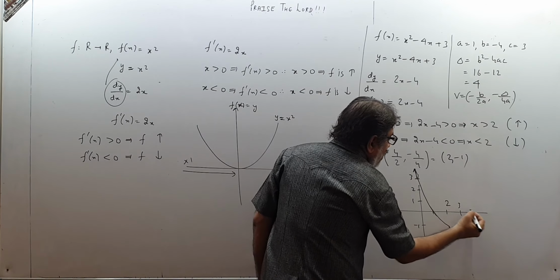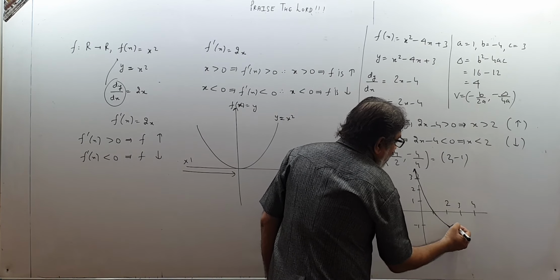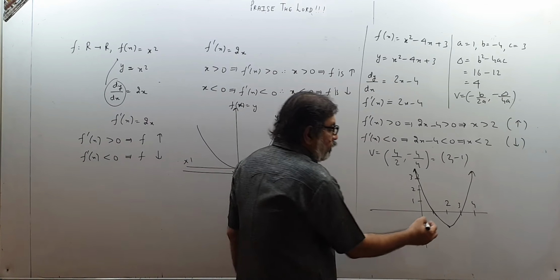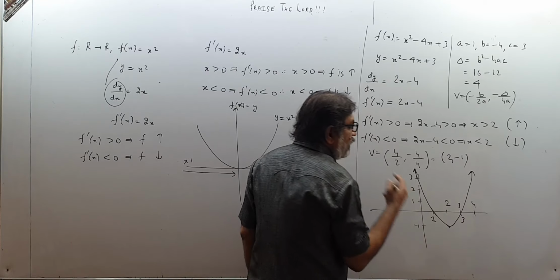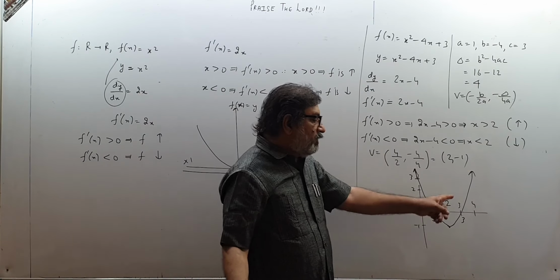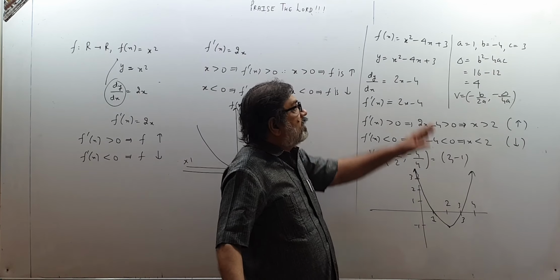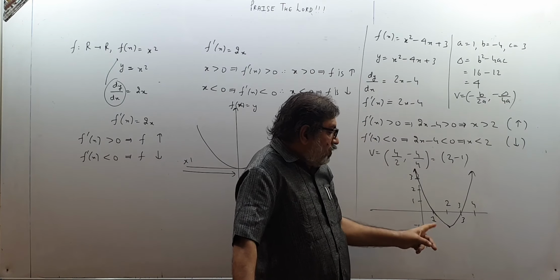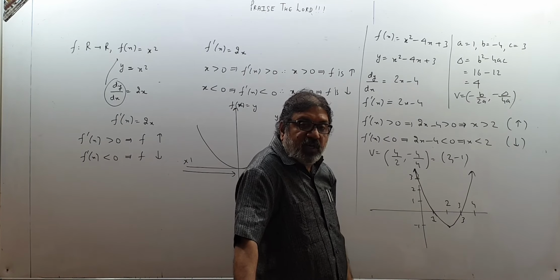And then this is 3 and this is 4. And like this your graph will go. So children, this is the point 1 and this is the point 3. This is the points where graph is touching the x-axis. These are the roots, and you can see if you put x square minus 4x plus 3 equal to 0, you will get 1 and 3.